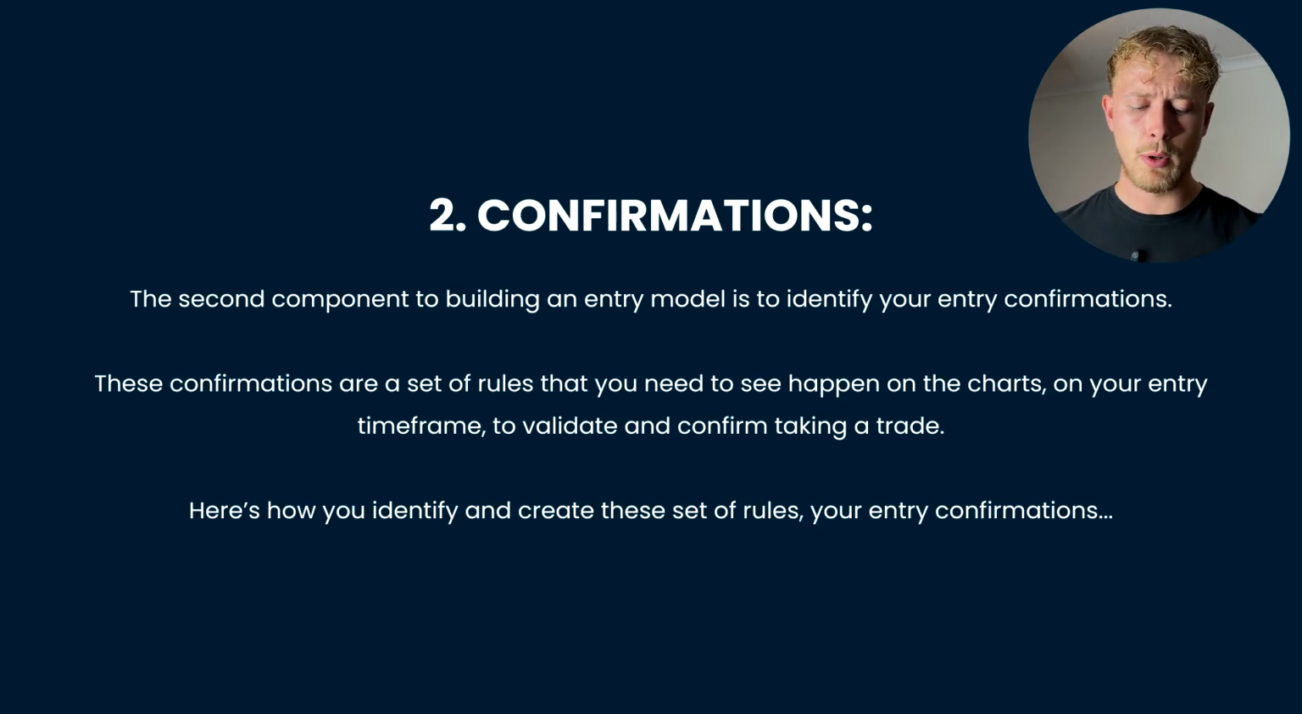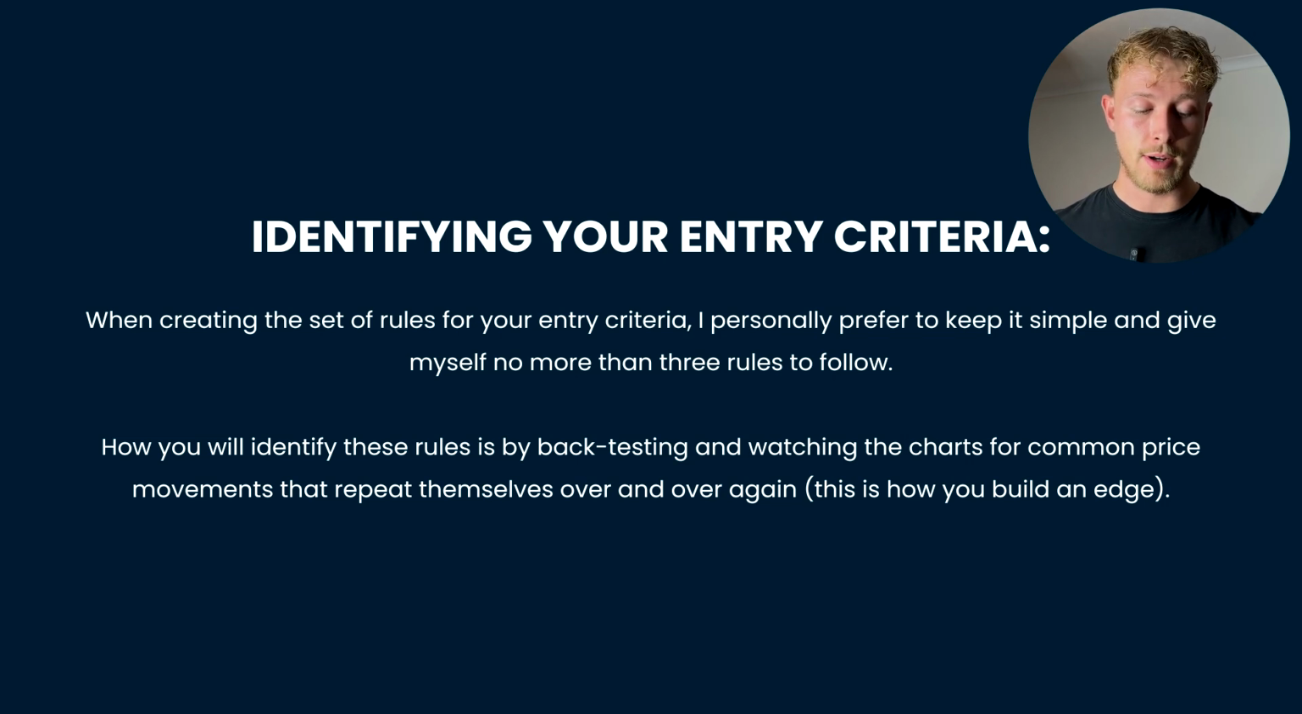The second component to building an entry model is to identify your entry confirmations. These confirmations are a set of rules that you need to see happen on the charts on your entry time frame that you've chosen to validate and confirm taking a trade. How you identify and create these set of rules, your entry confirmations, will depend on what we're going to be talking about now. Identifying your entry criteria.